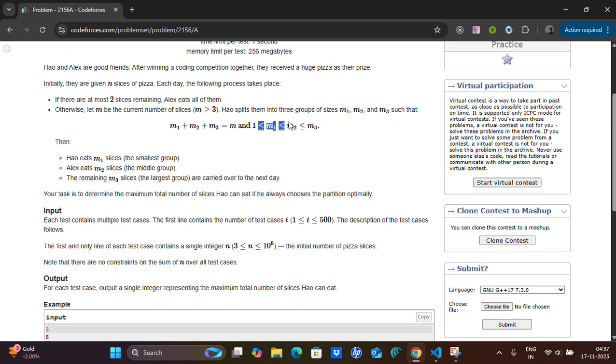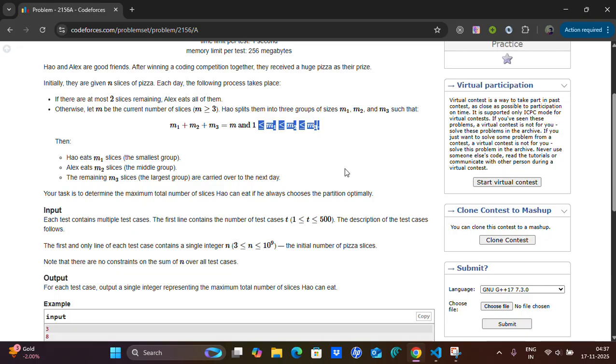m1 is less than or equal to m2, which is less than or equal to m3. This equal to sign is very important here, because it allows me to divide my n number of pizzas by 3 itself, because I want to make the partitions optimally, because I want how to eat as much as possible. That's why I have clearly divided n by 3. It means that at most I can assign n by 3 pizzas per slice, per partition.